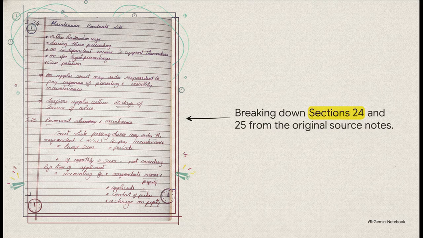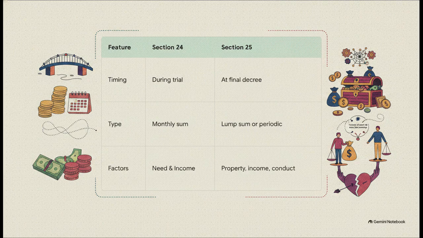If we look back at our source notes, you can see how the statute makes this really elegant transition. It moves seamlessly from managing those immediate, temporary, monthly expenses in Section 24 straight over into the heavy mechanics of permanent, final decrees in Section 25. Honestly, contrasting these two sections is just an easy way to score major points. Think of it like this. Section 24 is a temporary lifeline. It's usually a monthly sum just to keep a party afloat while the court is still deciding the case.